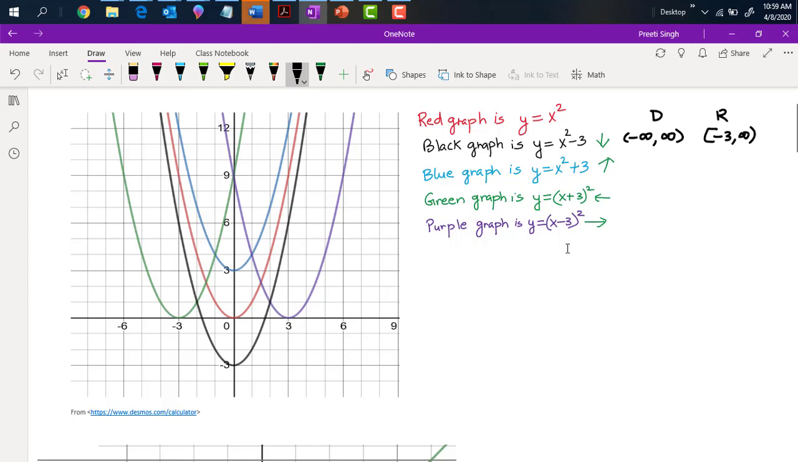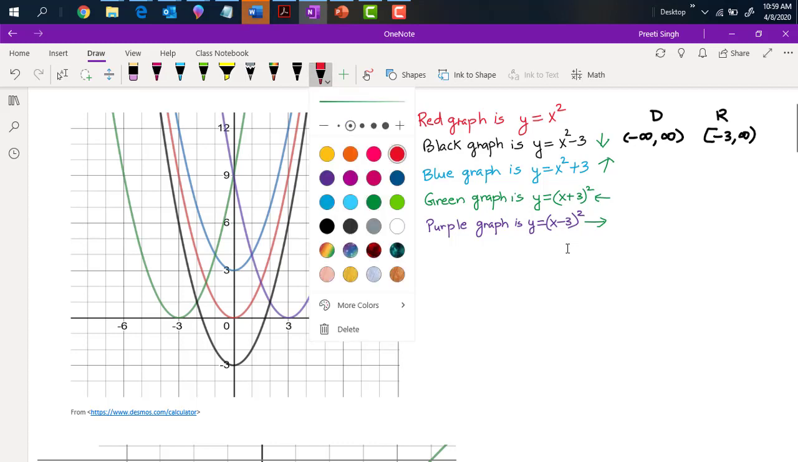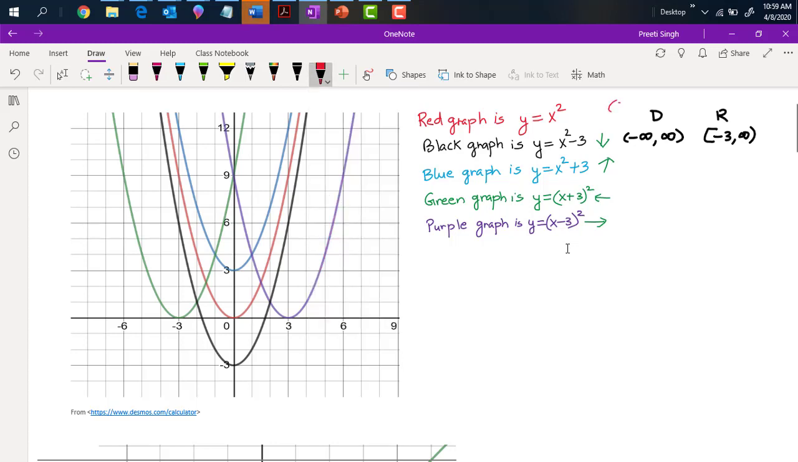Now I'm hoping you know the domain and range for the red one. The domain is negative infinity to infinity, whereas the range for the red one is 0 to infinity because it stays above the x-axis. The function is always positive, including 0. Now the blue one has gone up 3 units. The domain doesn't change here. It's negative infinity to infinity, but the range now for the blue one is 3 to infinity.